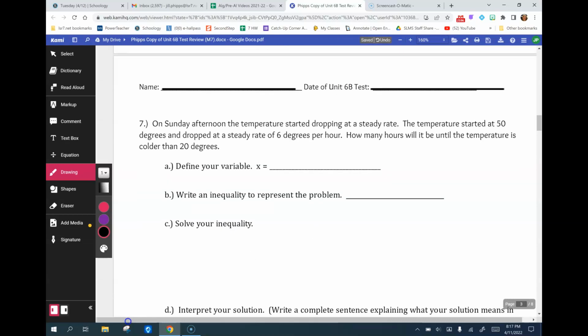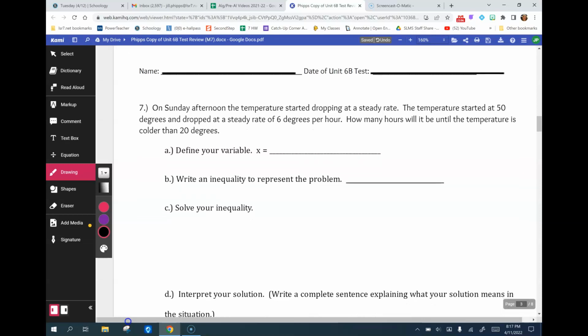Okay, let's hit number 7. Now, I've just showed you number 6. If you want to, again, pause yours. If you haven't done number 7 yet, pause yours, try it on, then come back in. So we've read the problem, and now we're going to go through and mark it up. The temperature started at 50. Dropped at a steady rate of 6 per hour. Okay, how many hours until it's colder than 20 degrees?